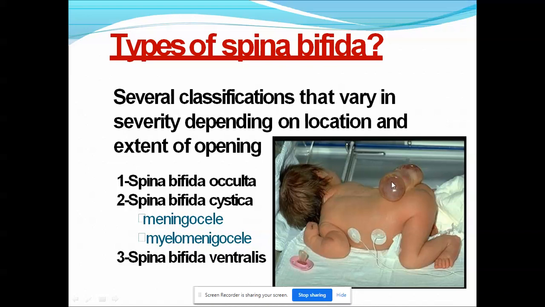So this is spina bifida. It will look like this. So remember, there are three types of spina bifida: spina bifida occulta, spina bifida cystica, which has two types, meningocele and myelomeningocele, and the third type is spina bifida ventralis.